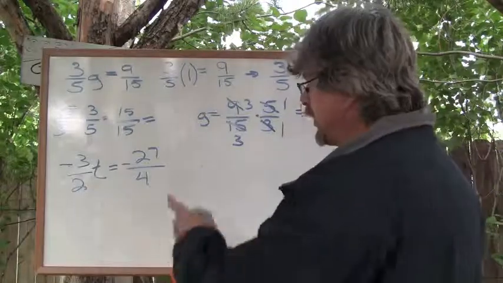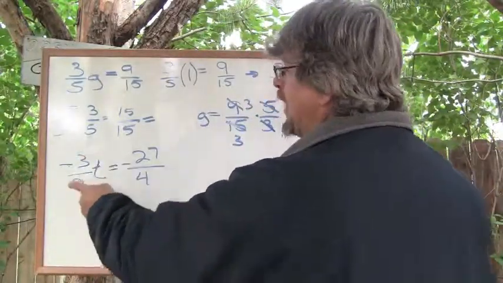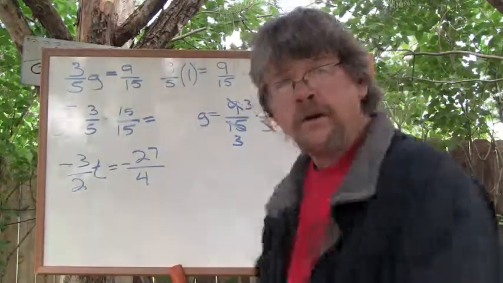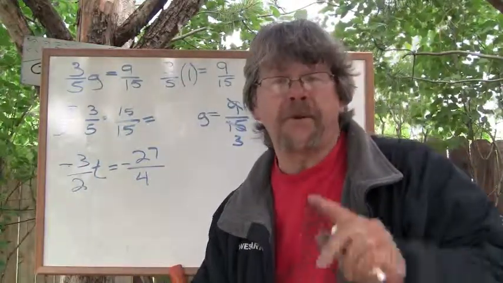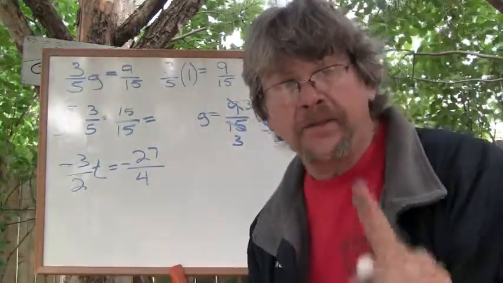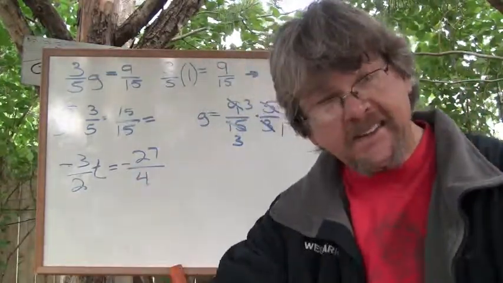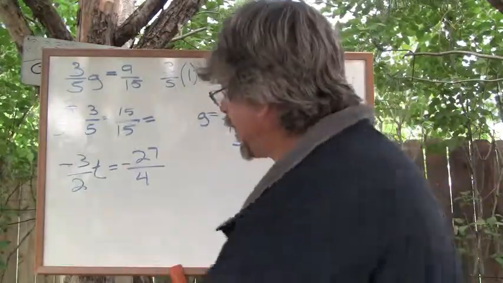Almost. It's a mixed number. How do we get rid of negative 3/2 and isolate t? You flip it over and multiply by its opposite. But you can't forget the sign. You gotta have the negative, dude. Or babe, whichever sex you are.